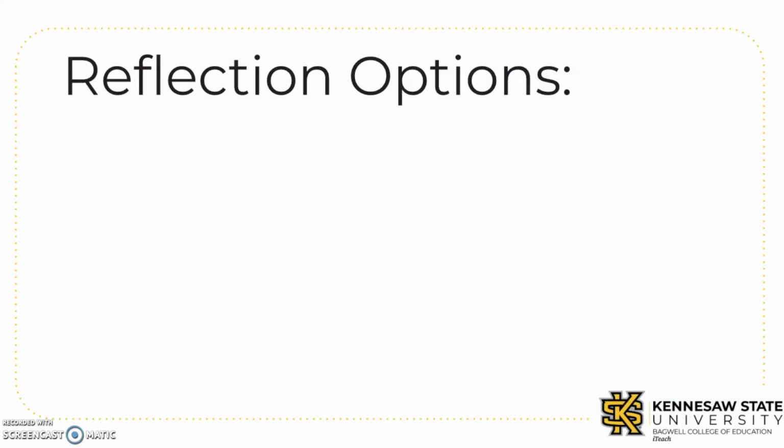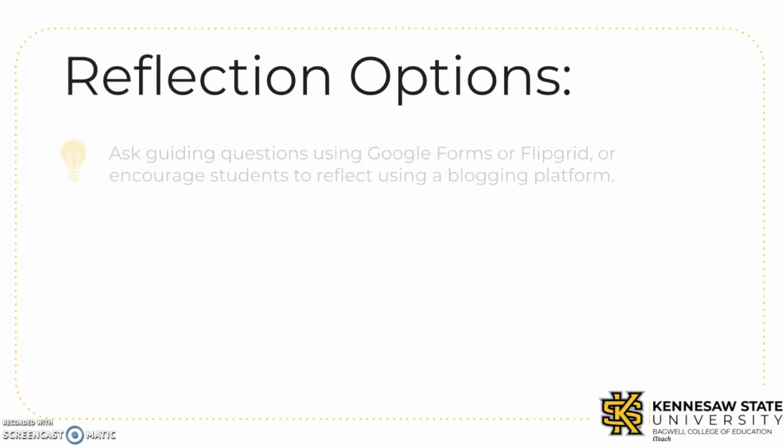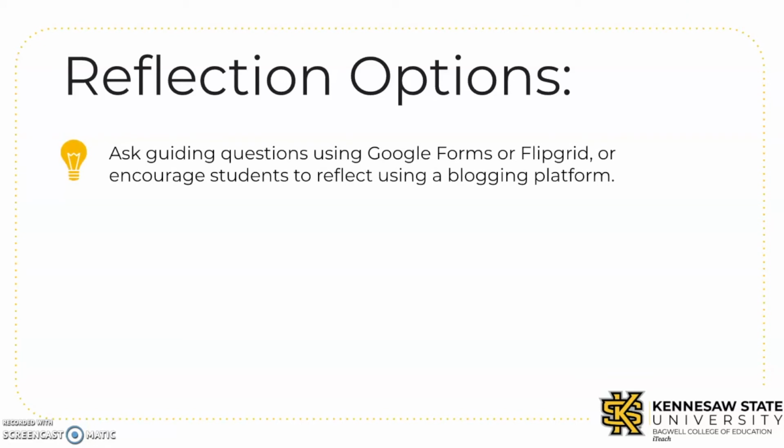Reflecting is a skill that needs to be used by both teachers and students frequently. Consider these options when providing opportunities for reflection. Just like with feedback, ask prompting questions related to student goals or specific work and invite students to respond using Google Forms, Flipgrid, or even a blogging platform.